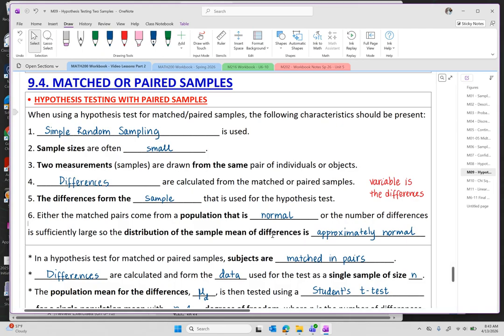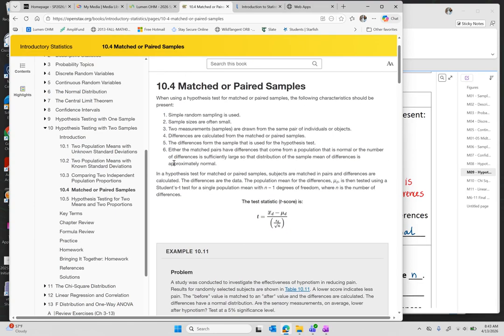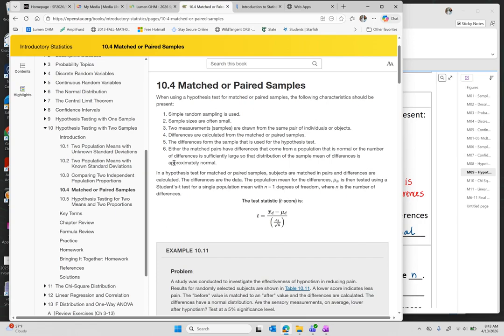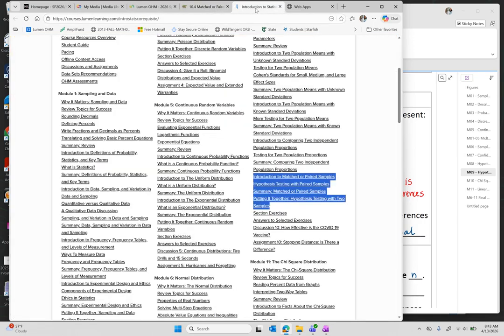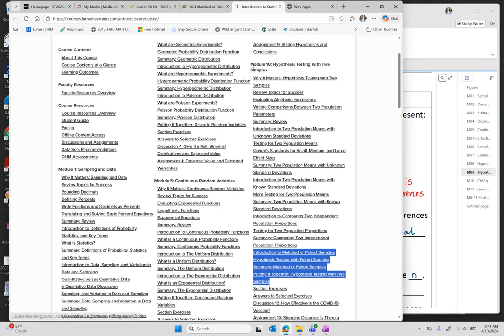The last example of hypothesis test for two populations is a matched or paired samples hypothesis test for the mean. In the OpenStax Introductory Statistics textbook, this is section 10.4, matched or paired samples. And in the Lumen Introductory Statistics with Corequisite book, this is in module 10 for hypothesis testing with two samples under Introduction and hypothesis testing with paired samples.